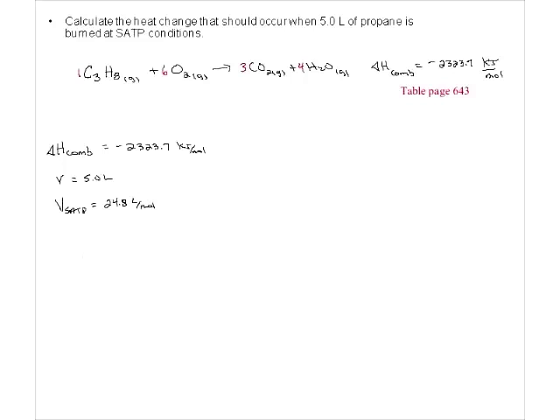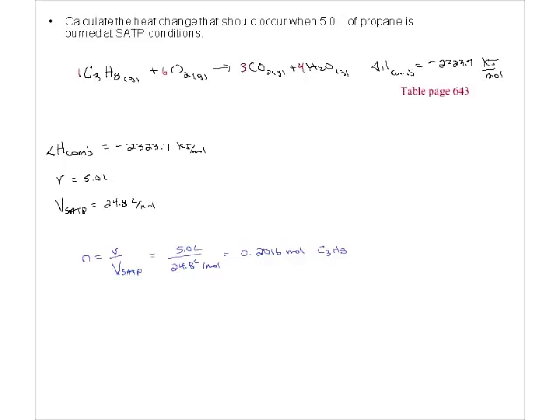All right, what do we do first then? Well, we need to find the number of moles, don't we? And we're going to use the formula n equals little v, volume, over molar volume at SATP. So we put our values in. It works out to be 5 divided by 24.8 liters per mole. And that works out to be 0.2016 moles of propane.